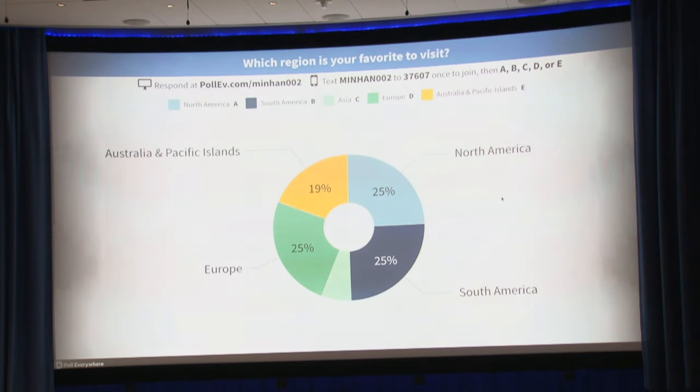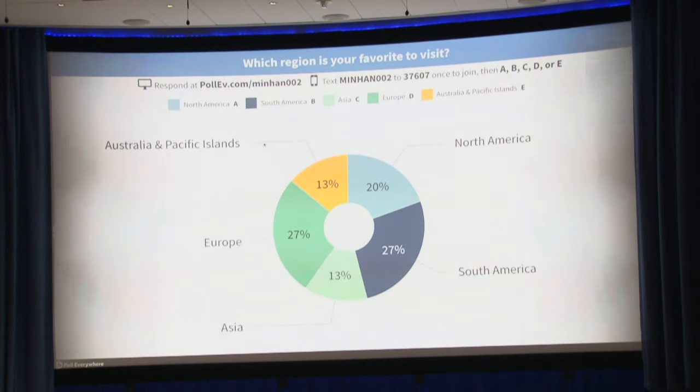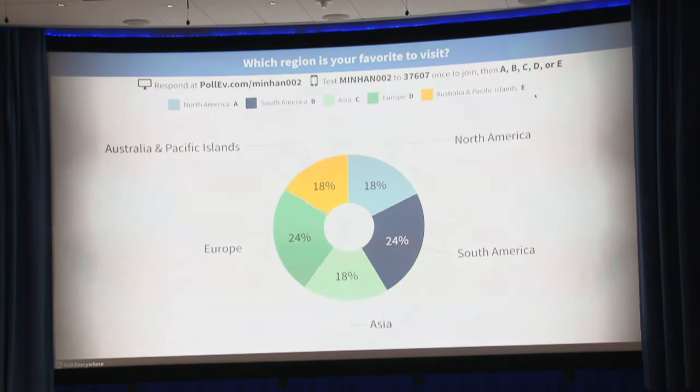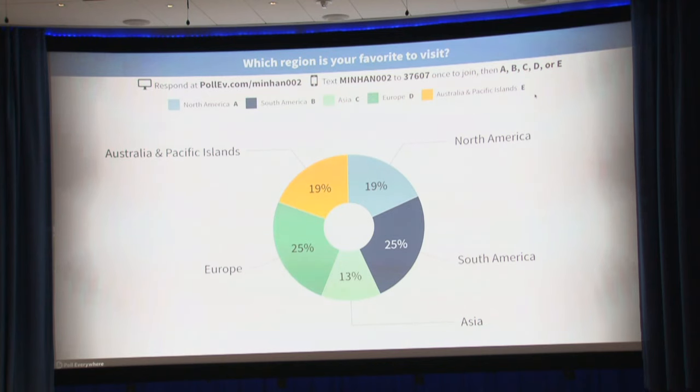So if you have a feature phone, still you could answer this one. You need to pick A, B, C, D, or E, where A is North America, B, South America, C, Asia, D, Europe, E, Australia and Pacific Island. I didn't really have a problem with feature phones. Most of my students have smartphones, but once in a while there were 1 or 2 students who had a feature phone. Still they could answer this question, except the previous question with a map. In that case you need a smartphone. So now we could see that Europe and South America are the 2 most popular regions for you to visit.